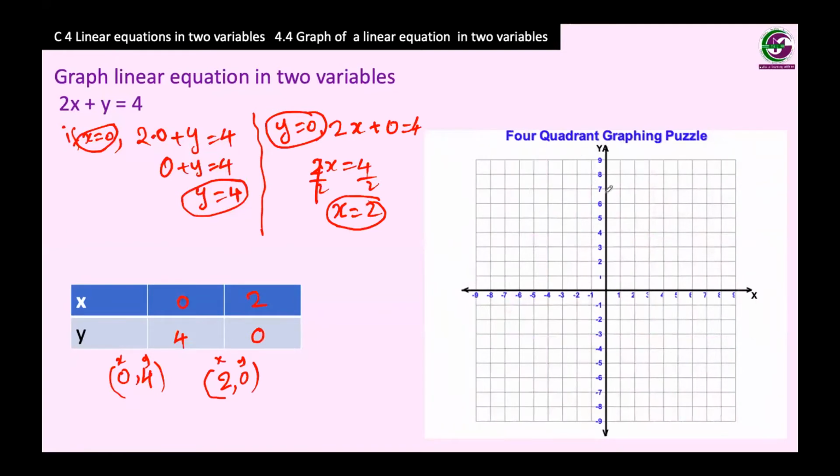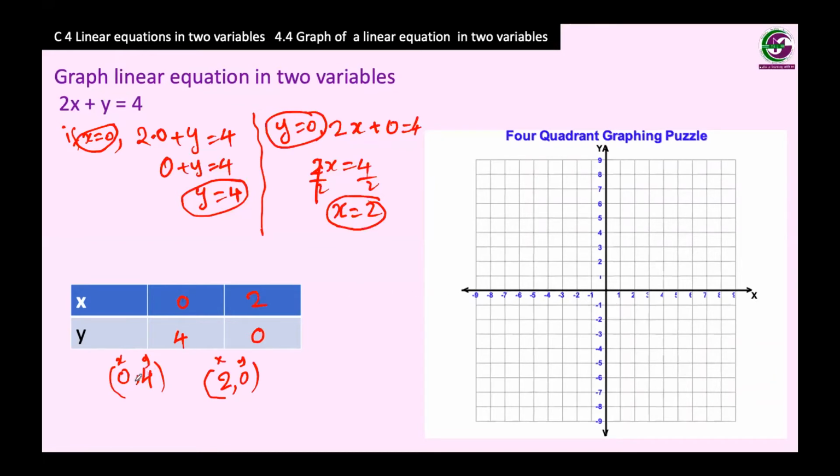In your notebook you can draw an axis, the x-axis, the horizontal axis. In the middle you have 0. To the left are negative, to the right are positive. Above 0 are positive and below 0 are negative. You need to take only points from 6 to -6 on the x-axis and also on the y-axis, 6 to -6. That's enough for drawing a graph.